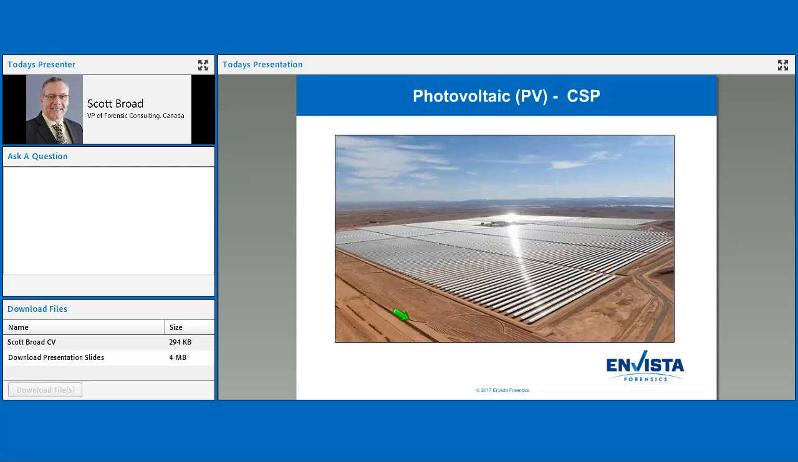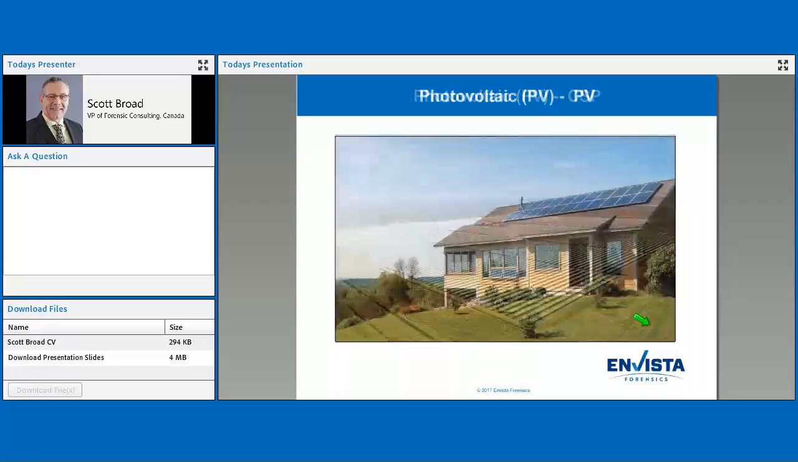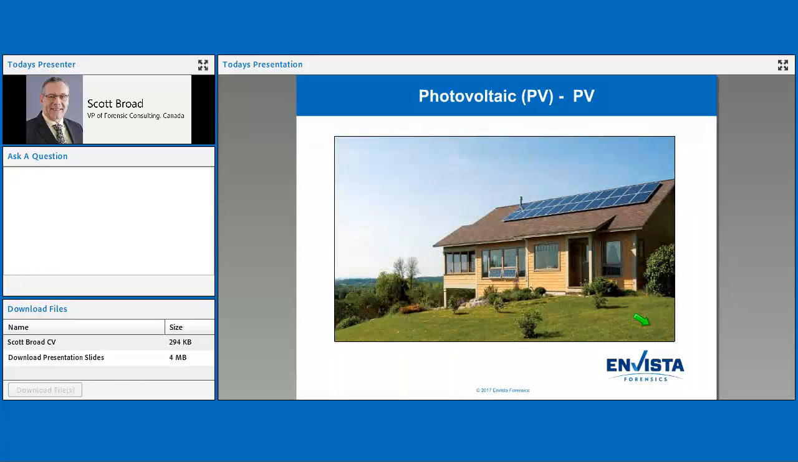Now, there is a cost associated with that, because it's great to have all this power here, but then you've got to get it somewhere. So now you've got lines and systems and infrastructure that you have to build to get it out. But again, this is the concentrated solar power system. What we're going to talk about today, and I'm going to focus more on this, is photovoltaic power systems.